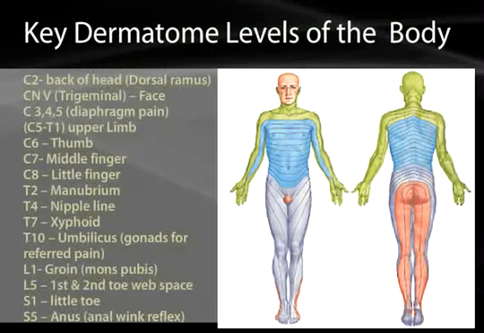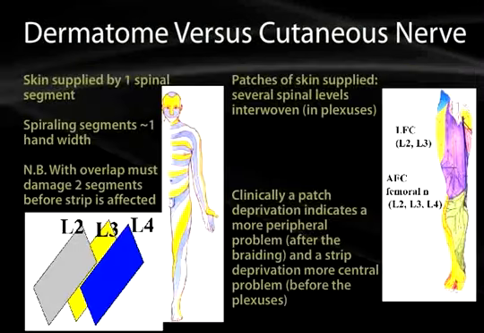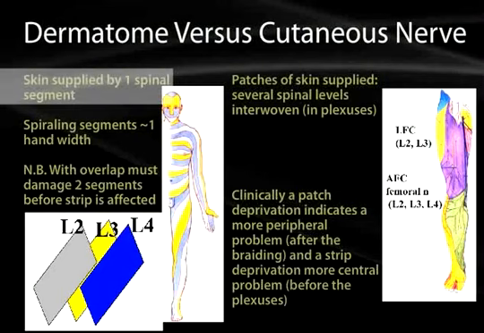Here's a list of some of the key dermatomal levels, and I'm not going to spend time with this right now. You should remind yourself of these and just pause the slide if you need time to familiarize yourself with these again. One last time, it's really important that you understand dermatome versus cutaneous nerve distribution, because you will be able to sort information on questions much faster.